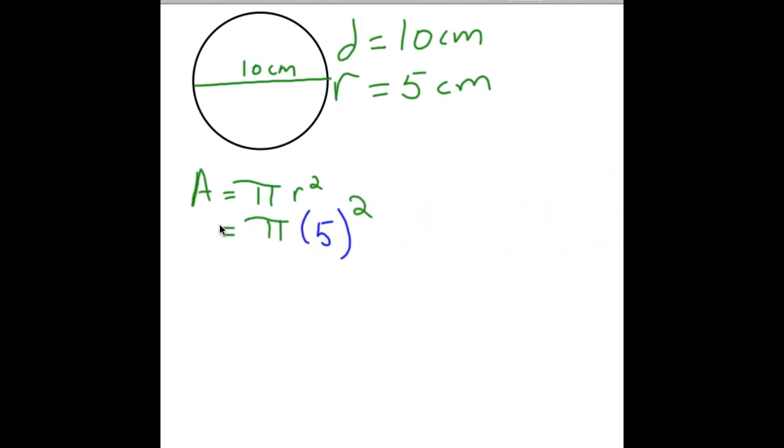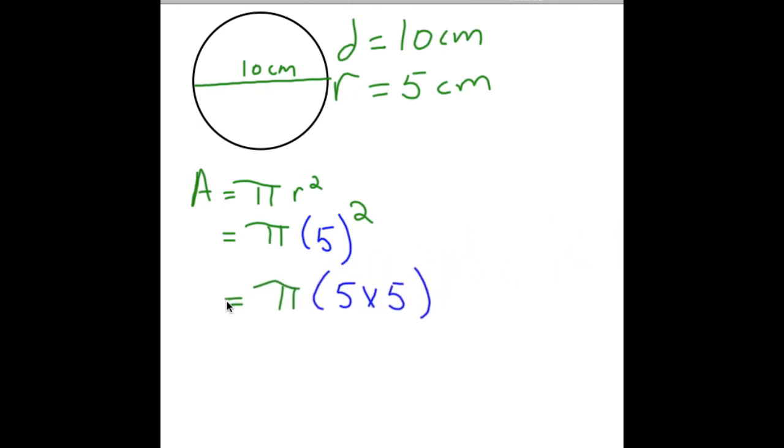So I'm going to work down the page. You'll notice I'm going to line my equal signs up. And in the first step, I'm going to take my r, and this statement right here says that whenever I see an r, I can change it into a 5. So I've got pi times 5 to the power of 2. And that to the power of 2 actually means that I'm going to take 5 and multiply it by itself. Or another way you could think about this is the 2 means to write the 5 down twice and multiply them together.